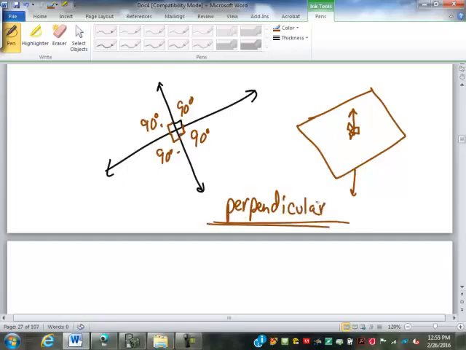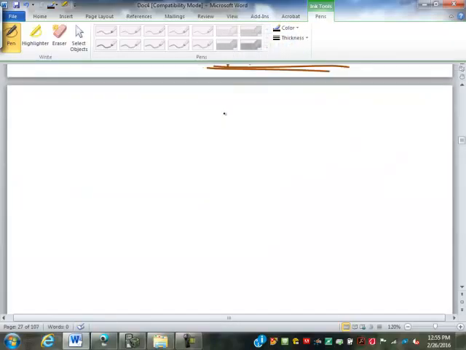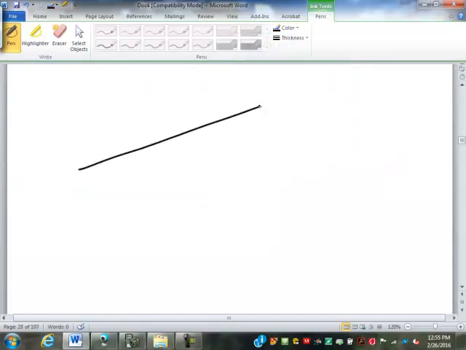So we can have 2 lines that are parallel. They never intersect, and they're always the same distance apart. We can have 2 lines that are perpendicular. And then we can have 2 lines that intersect like this, but not in a right angle. They intersect, but not perpendicular, which is called oblique.